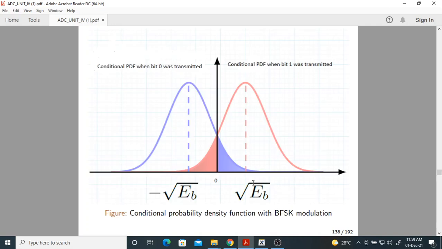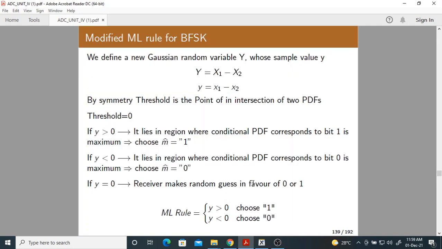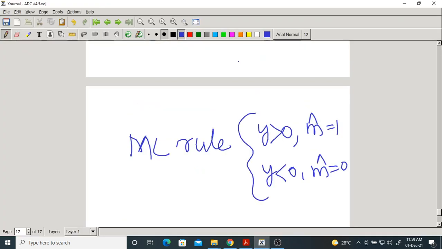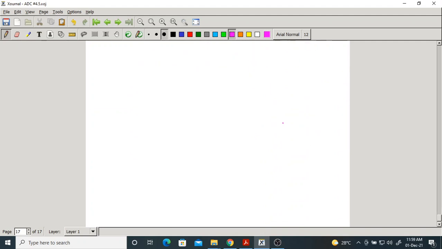Now from here onwards, it's just like BPSK. In BPSK, the variable was x1. Here the variable was x1. That's it. Here the variable is y. So from here onwards, it's exactly like BPSK, so you can proceed directly.